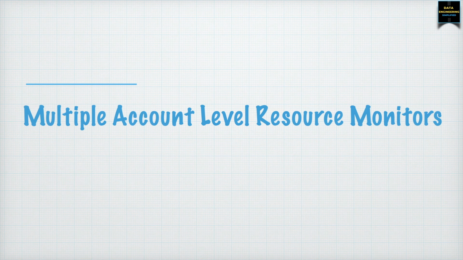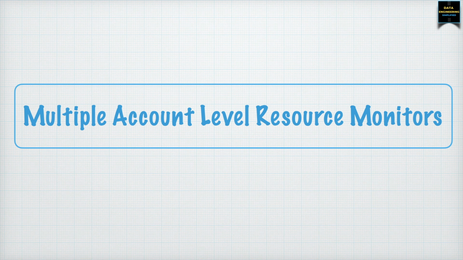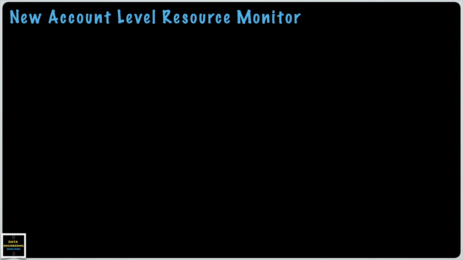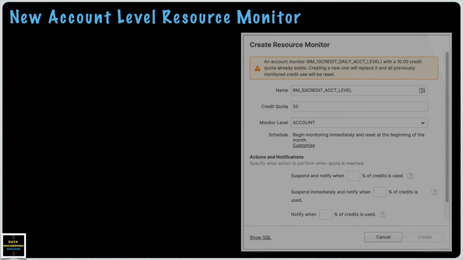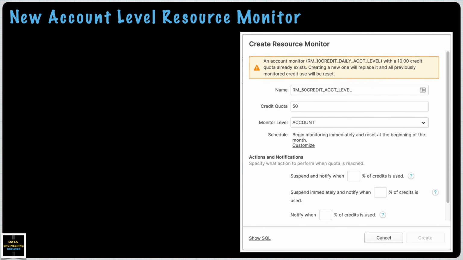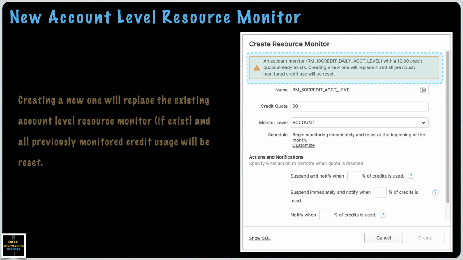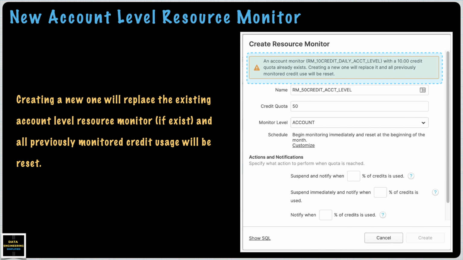Let's understand what happens when you create an account level resource monitor when an existing account level resource monitor is already running. Creating a new one will replace the existing one, all previously monitored credit usage will be reset, and the counter will start fresh. And this is how the message appears on the screen.